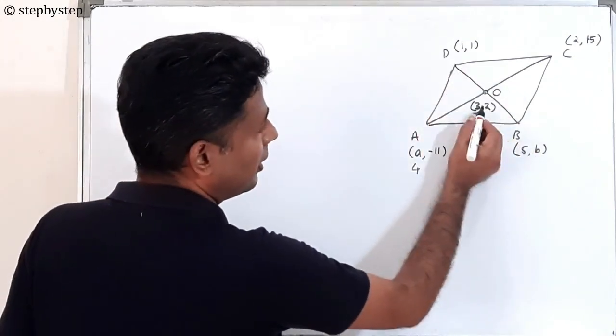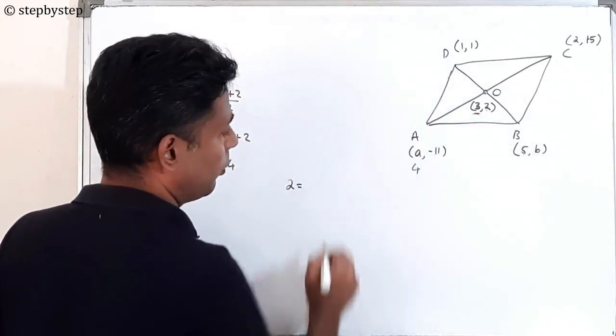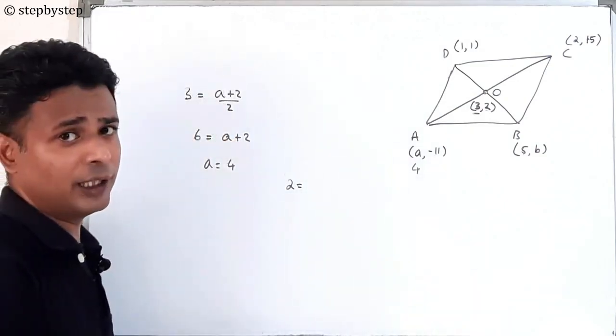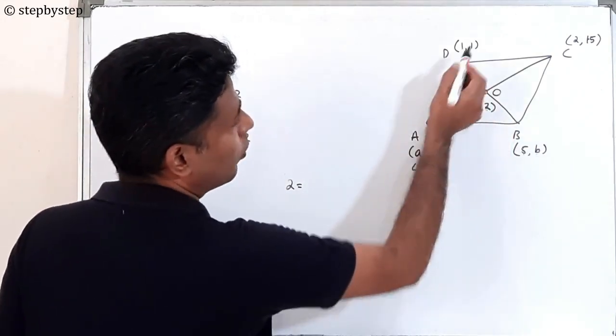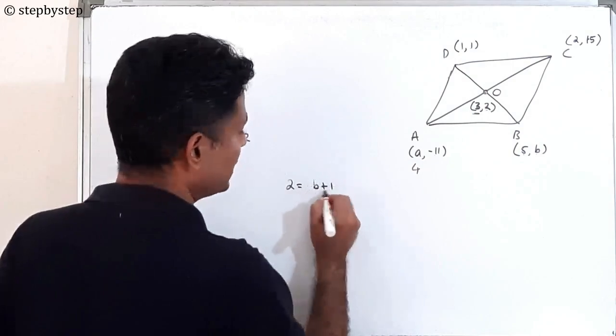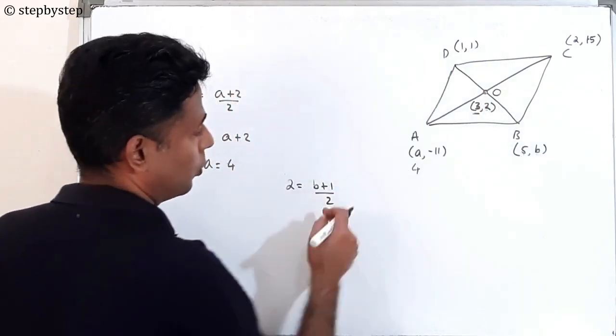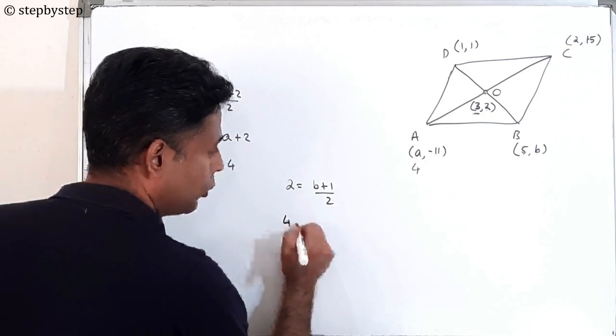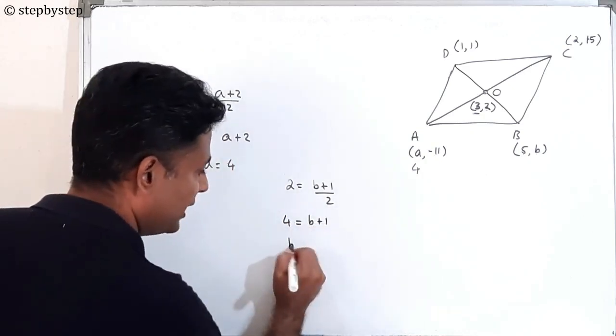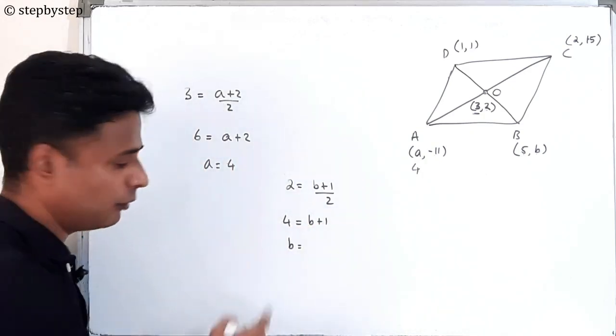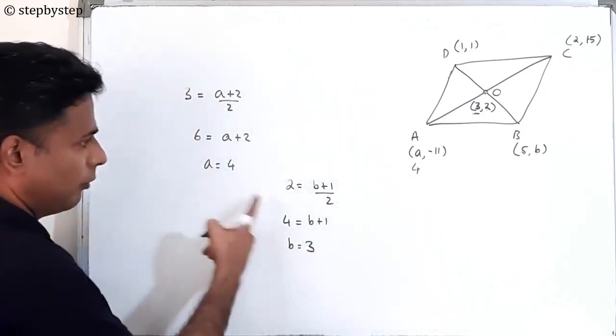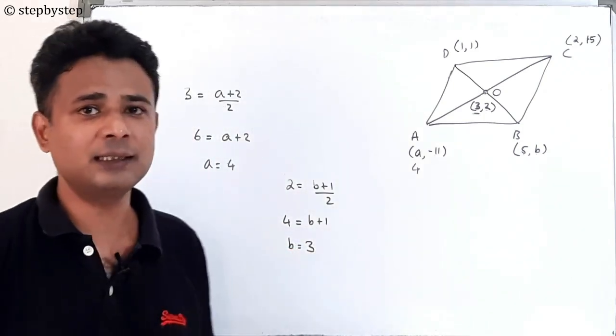Similarly, in this line, the Y coordinate is 2. How do we find the Y coordinate of the midpoint? (Y1 plus Y2) by 2. So (B plus 1) by 2. So transposing, I get 2 into 2, 4, equal to B plus 1. So B is equal to, plus 1 becomes minus 1, 4 minus 1, 3. So the value of A is 4 and B is 3.